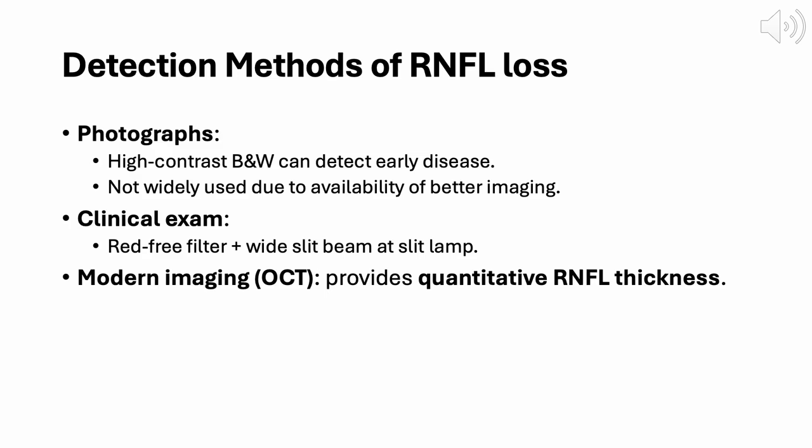But the most powerful and widely used method in current practice is optical coherence tomography, or OCT. This technology provides objective, quantitative measurements of RNFL thickness, allowing for early detection and longitudinal tracking of progression. With OCT, we're able to detect glaucomatous damage even before functional loss shows up on a visual field.